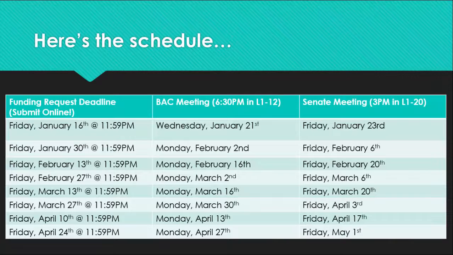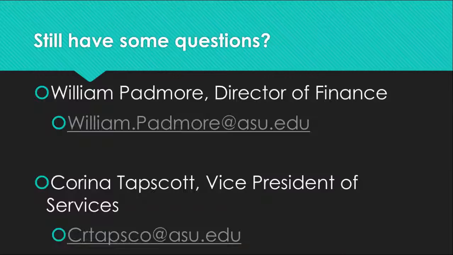So here's the schedule. For this week, our funding request deadline will be Friday, January 16th by midnight. Our budget allocations committee is happening on Wednesday to give breathing room from the break, but they will be happening on Monday after that. And then you would attend the Senate meeting on Friday, January 23rd. This helps give you an overview of what the dates will look like for the upcoming semester so you can make sure to always have your documents in on time.